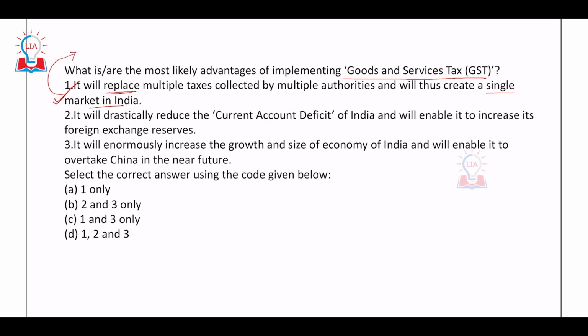The second one: it will drastically reduce current account deficit of India and will enable it to increase its forex reserves. Now it is not directly correlated. You may have to create a lot of connections to reach current account deficit and the relation with GST. You can say that directly they are not correlated at all. So the second statement you can remove, and the word drastically is a strong word. And it will enormously increase the growth and size of the economy of India and will enable it to overtake China. See, these are possibilities, but it is saying will. So for that reason, this would be wrong as well. So the answer is 1 only.